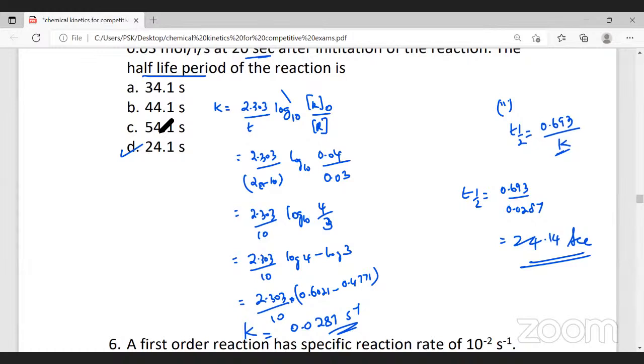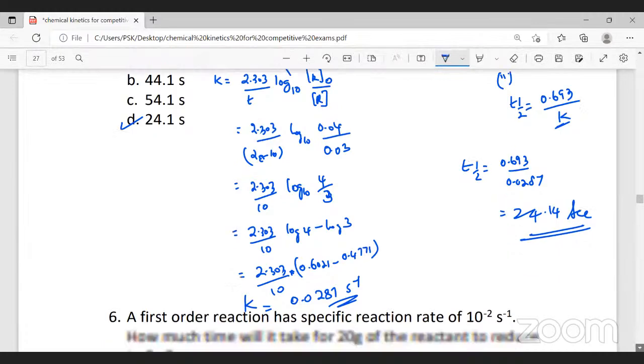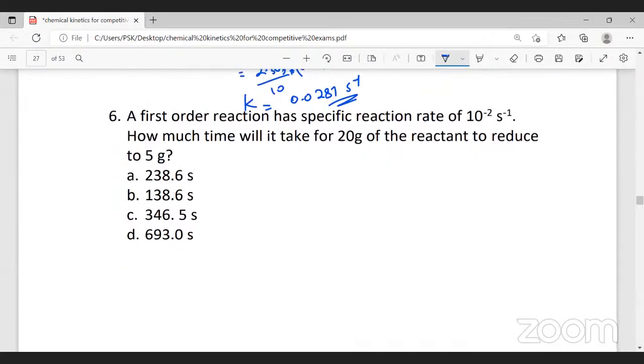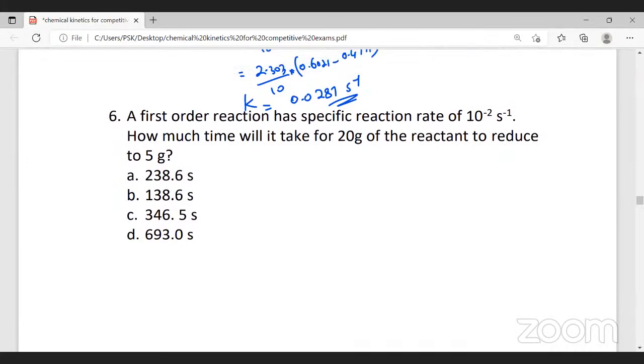Now, if you followed this, next question, I want some help from you. Kindly, someone help me with the next problem. Read the question and tell me. A first order reaction has a specific rate of 10 to the power minus 2 per second. How much time will it take for 20 grams of the reactant to reduce to 5 grams?